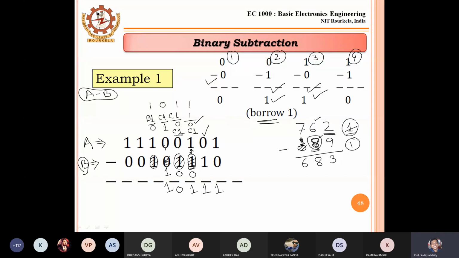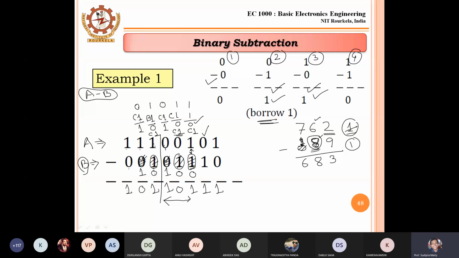Then this one has to be replaced by 0, but here it is carry 1. Again this carry bit will be added with this 0. So 0 plus 1 means 1. So this 0 has to be replaced by 1. Now up to this we have already performed this subtraction. Then we encounter this term 1 0. So 1 minus 0, that is 1. 1 minus 1, that is 0. 1 minus 0, that is 1.